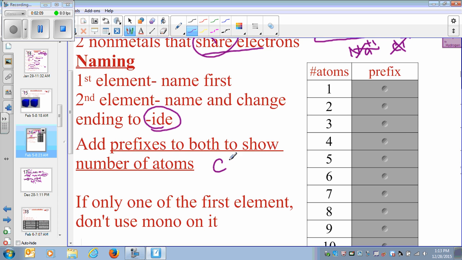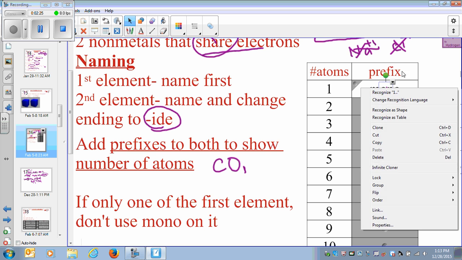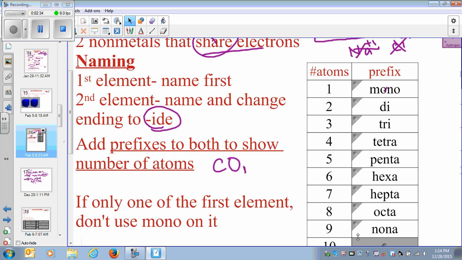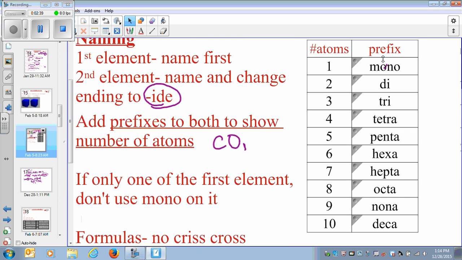So you have carbon, and then you have one oxygen. So you will say carbon monoxide. The prefix for one is mono, prefix for two is di, tri, tetra, penta, hexa, hepta, octa, nona, and deca. So these are the prefixes we are going to use. Okay, you have to memorize it. Mono means 1, di means 2, tri is 3, tetra is 4.